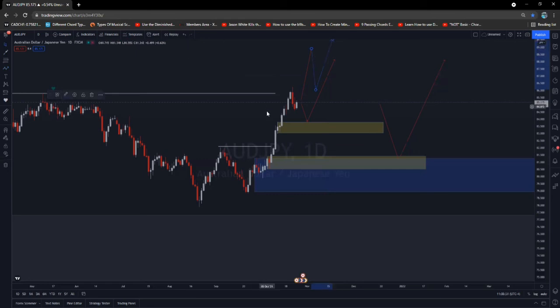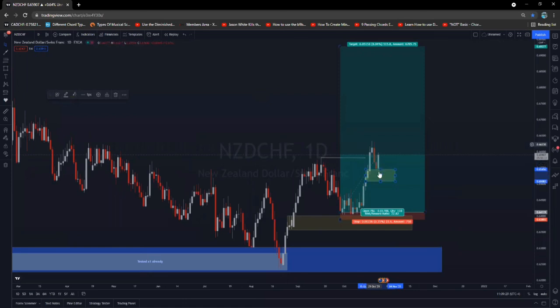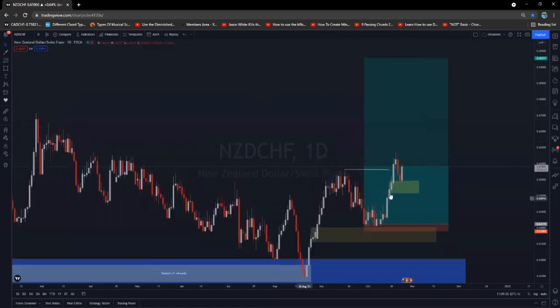Now let's move on to our final pair. Now this is an update on NZDCHF. As you can see right here, we've gotten a beautiful entry and we've moved to the upside. Now here's an order block that's formed right after we've gotten this break of structure. The market is reacting off of it.